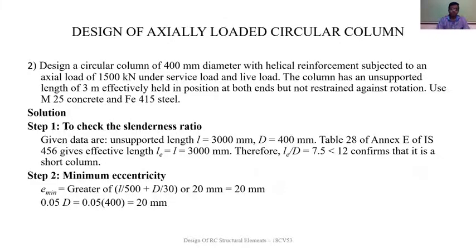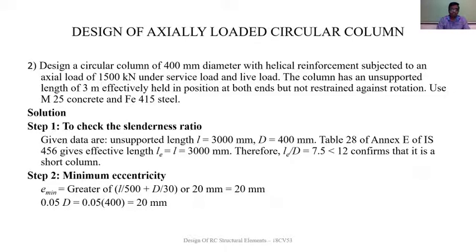In this problem, we have a circular column of 400 millimeter diameter with helical reinforcement subjected to an axial load of 1500 kilonewton under service and live load. The column has an unsupported length of 3 meters. The support condition of the column is effectively held in position at both ends but not restrained against rotation. The concrete grade used is M25 and the grade of steel used is Fe415.